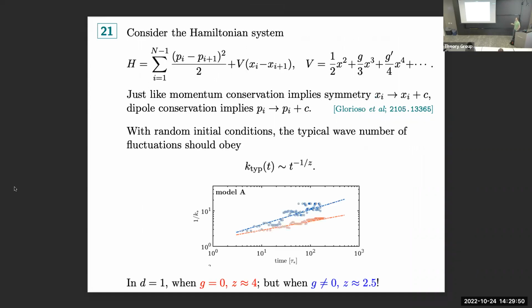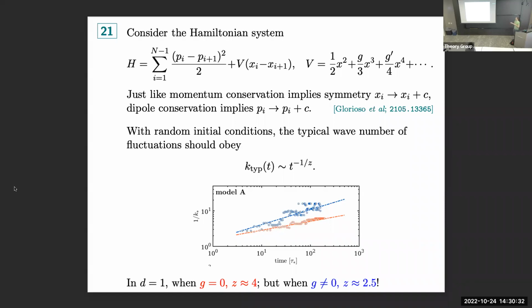And we have seen numerical evidence for this quite strikingly. So we can simulate this classical Hamiltonian system with 1 or 10,000 particles. And this classical Hamiltonian system has both momentum conservation because it's invariant under shifting all the coordinates by a constant. And it has dipole conservation because it's invariant under shifting all of the momenta by a constant. And we can try to extract the exponent relating scaling in space and time by looking at the typical fluctuations, the wave number of typical fluctuations as a function of time.